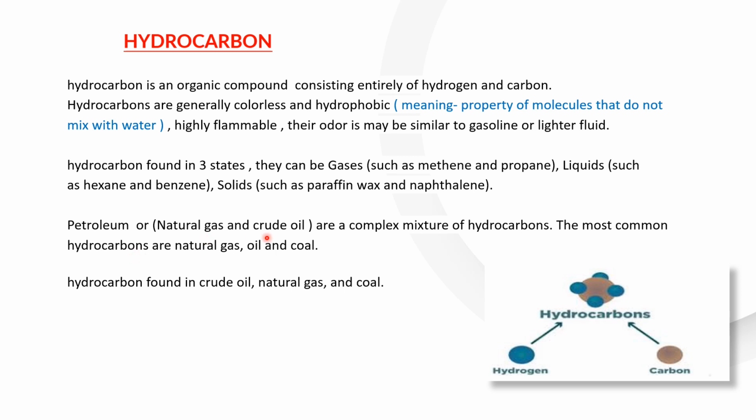Petroleum, natural gas and crude oil, these all are the same thing. Whether we say petroleum, crude oil, or natural gas, these are the same thing actually. Petroleum, natural gas, or crude oil are a complex mixture of hydrocarbons. It means multiple hydrocarbons are mixed in the petroleum. The most common hydrocarbons are natural gas, oil, and coal. Hydrocarbon is found in crude oil, natural gas, and coal.